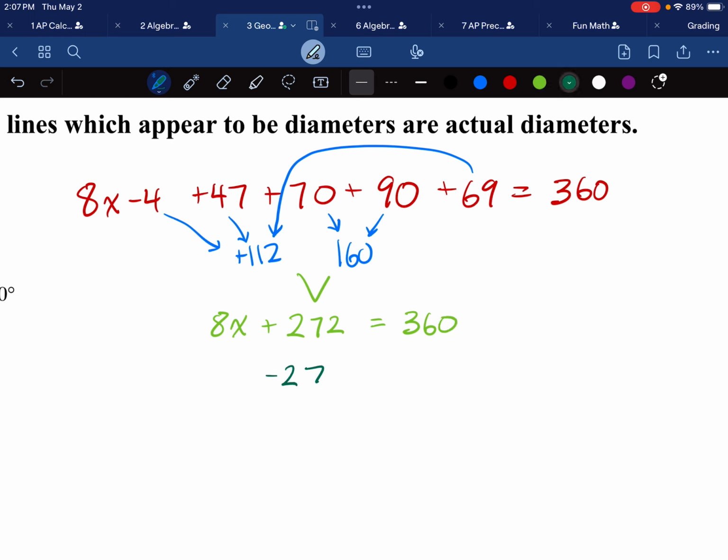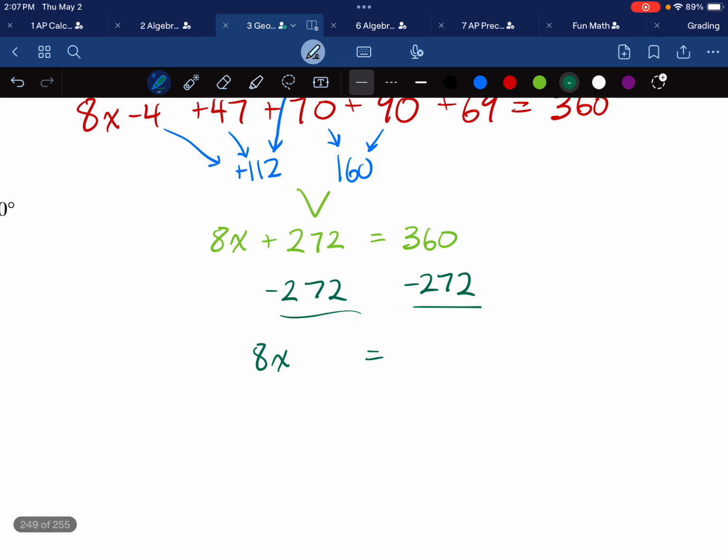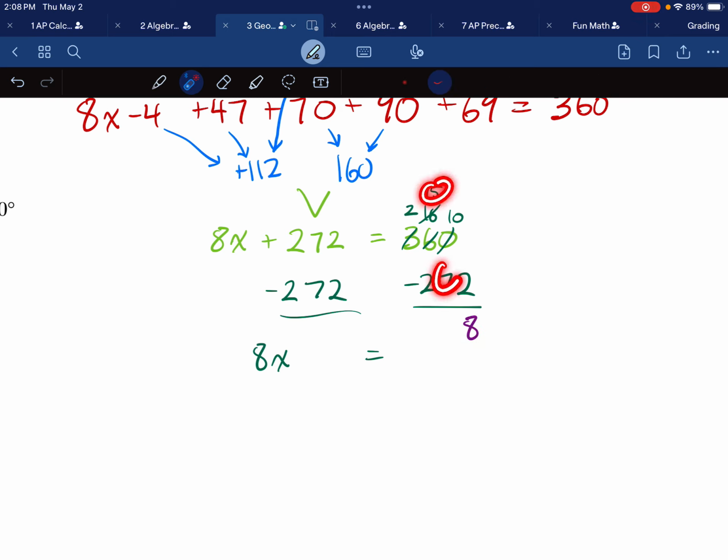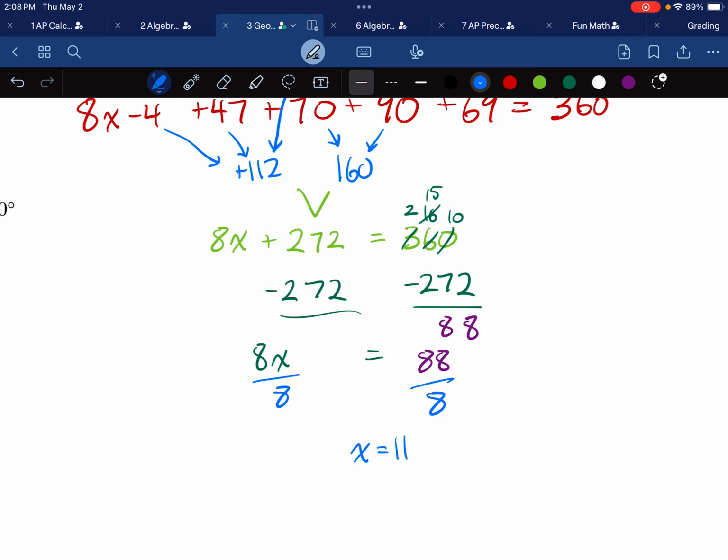Let's subtract the 272. That means we have 8x is equal to, what do we have here? I need to borrow, so you're going to turn it into a 2, you're going to turn it into a 16, but I need to borrow from here again, so let's turn it into 15 and 10. So I do 10 minus 2 to get 8. I do 15 minus 7 to get 8. So it's just 88. All right. And then from here, I divide both sides by 8, and x here is equal to 11.